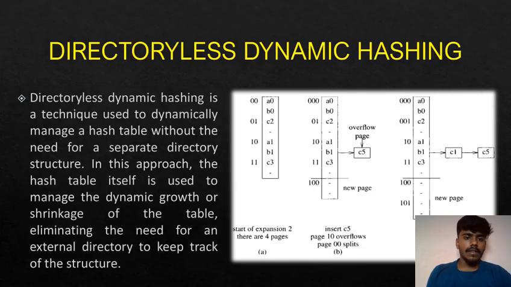Then directoryless dynamic hashing. Directoryless dynamic hashing is a technique used to dynamically manage the hash table without the need for a separate directory structure. You can see the start of expansion 2: there are 4 pages, but when inserting C5, page 00 overflows and splits.